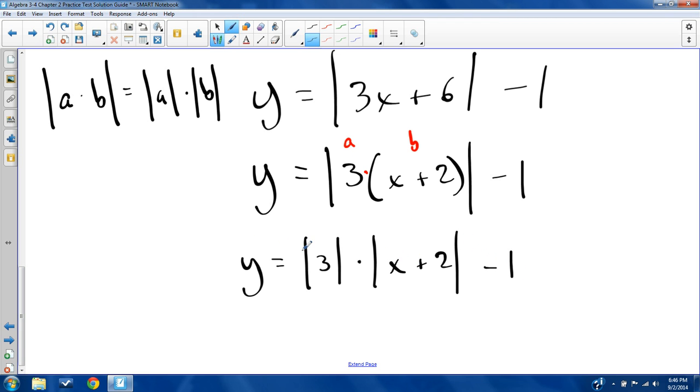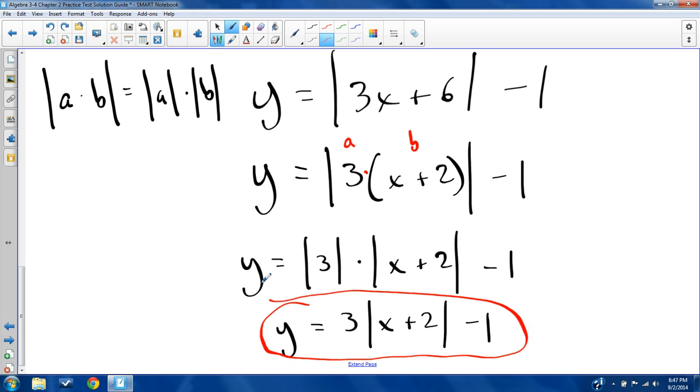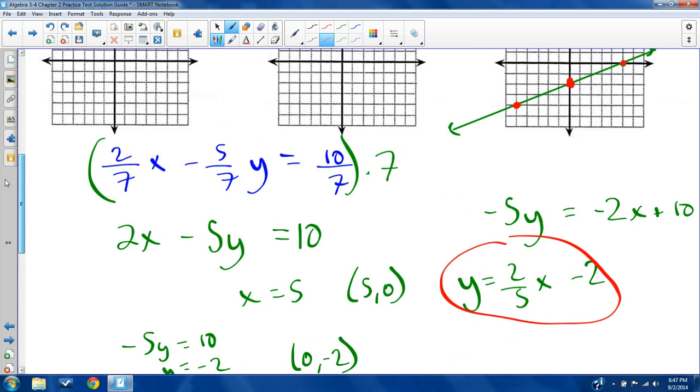What's the advantage of that? Well, I've pulled out my 3 from this absolute value, and I can take the absolute value of 3, which is 3. I'm simplifying this just a little bit. y equals 3 times the absolute value of x plus 2, minus 1. So this is actually now in vertex form, and you'll see that there's a difference between those. You'll say, well, there's still a 3. That's still my slope. Yeah, that's true. But your vertex is now different. In fact, this wasn't a vertex before.